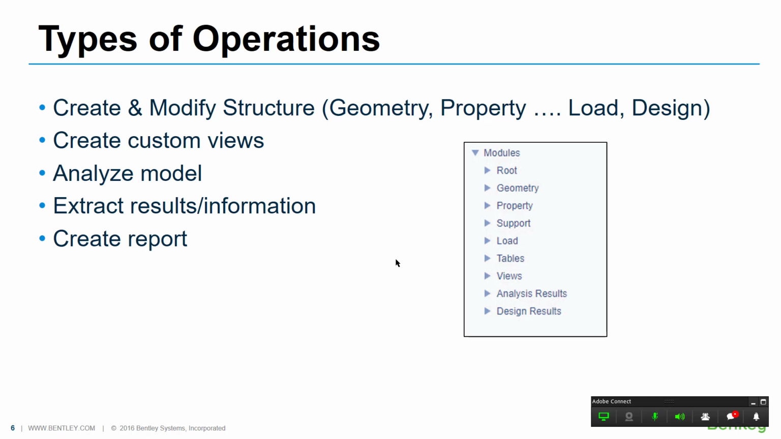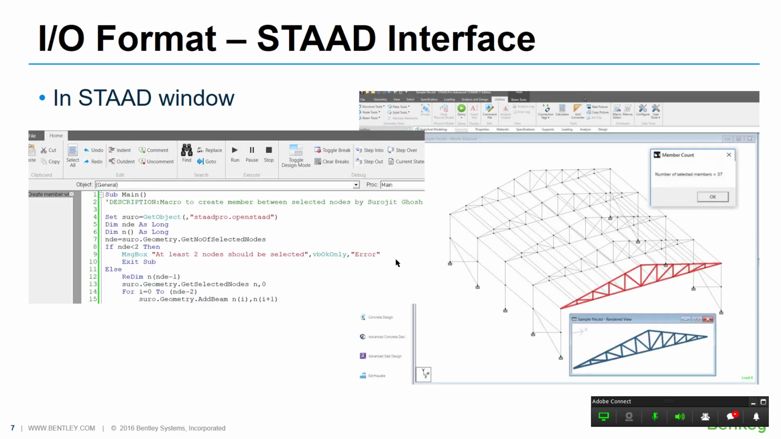You can just submit your report, which has been created using this particular OpenSTAAD function. So now let's check the common input output formats, or basically in which programs we can write our code. Many programs can be used for that. I will show you an example of three types of input output formats that we normally use day to day.